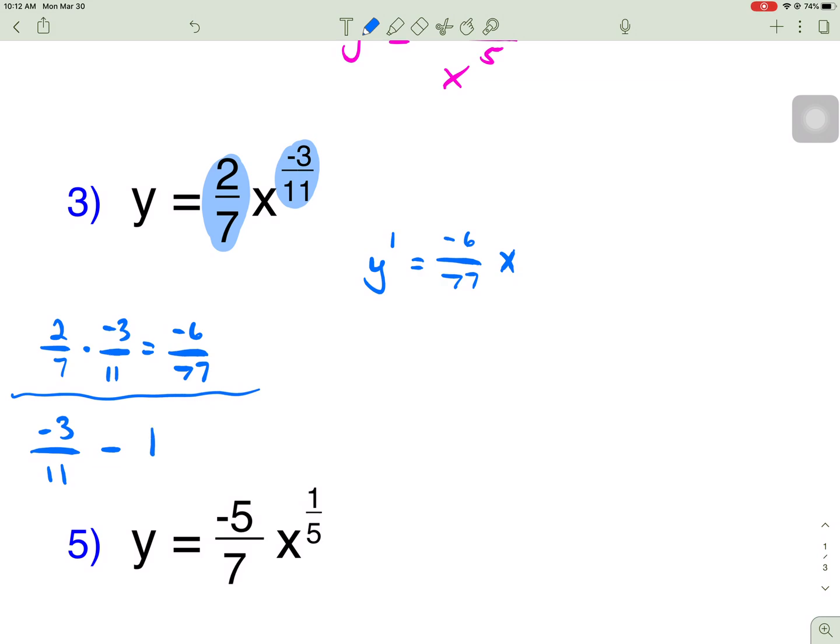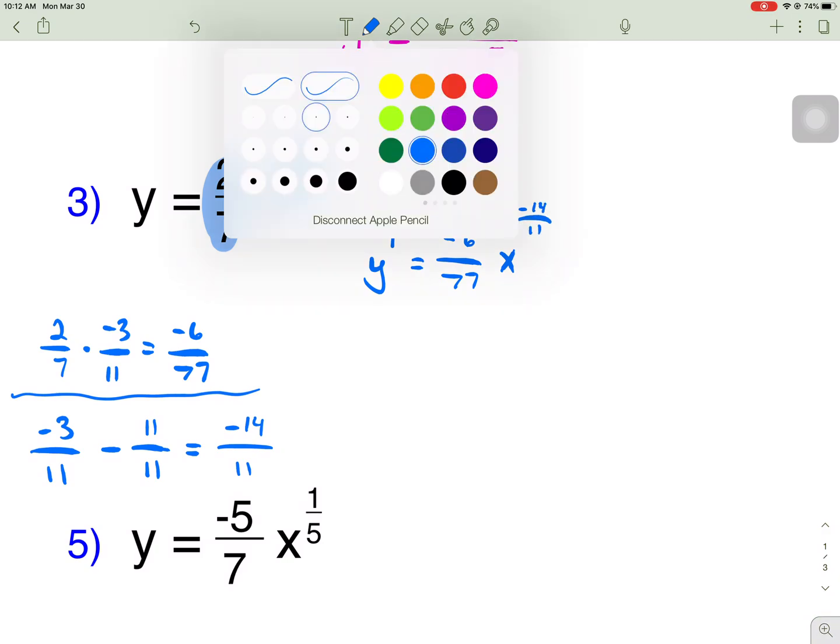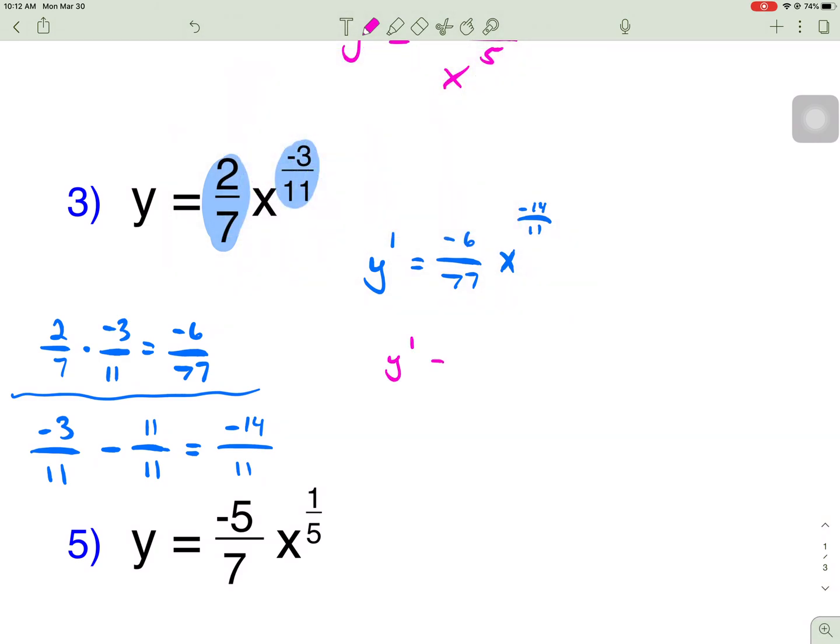Well, I don't want to subtract 1 because I'm subtracting from a fraction. Well, I do want to subtract 1, but I want to do it in a different way. I want to do it by subtracting 11 over 11, which is subtracting 1. And I get negative 14 over 11. So I get x to the negative 14 over 11. Now we want to write this with a positive exponent, so we can finally write y prime is negative 6 over 77x to the 14 over 11 power.